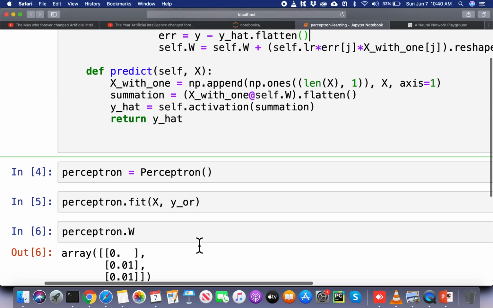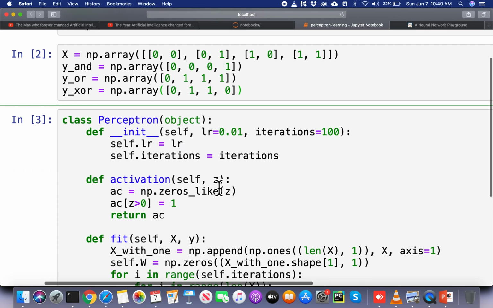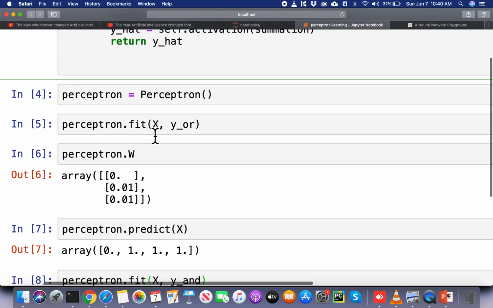I'll show the usage of this for some examples. I instantiated this class with the default parameters, which I believe were learning rate 0.01 and iterations equal to 100. And I fit x and y. So I'm trying to now learn the parameters for the OR gate. And the weights that I learn after this exercise are 0, 0.01, and 0.01.